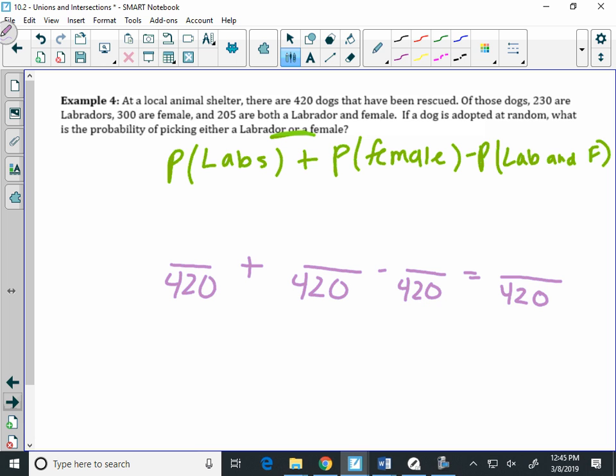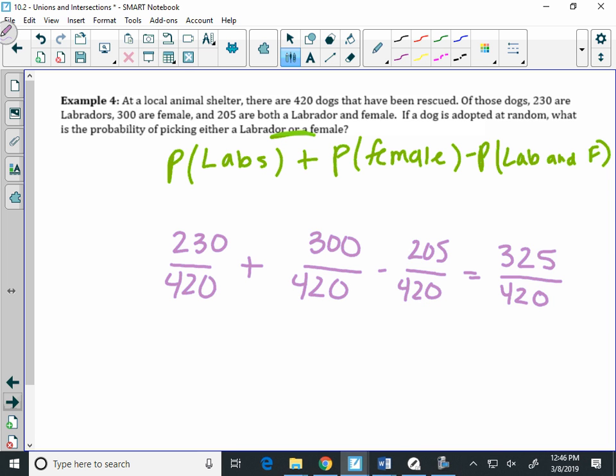How many total labs did we have? 230. How many total females? 300. How many total were both? So again, we already took care of the denominator. Just combine the numerators. 230 plus 300 minus 205, and we get what? 325? So 325 out of those 420 dogs were either a lab or female.